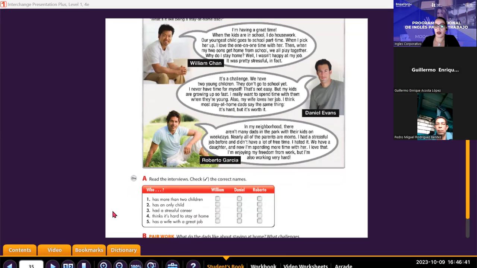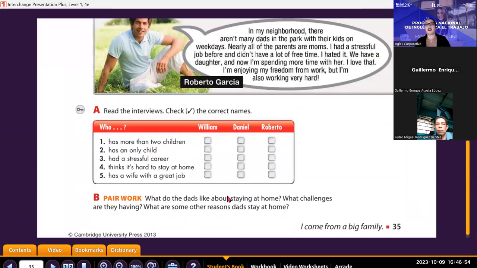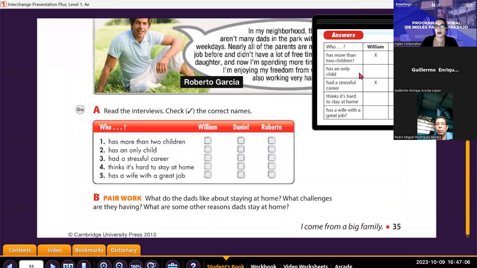Have we finished this exercise? Okay, so according to the reading, who has more than two children? William? Yes, that is correct. Number two is Roberto. Who has an only child? Roberto. Number three is William and Roberto. Who had a stressful career? William and Roberto. Who thinks it's hard? William.